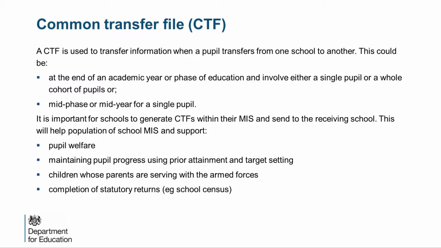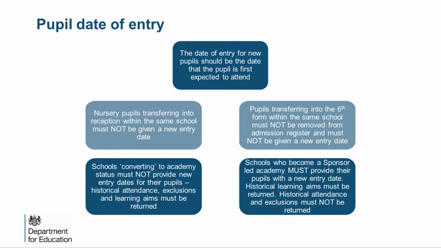CTFs are particularly important for children whose parents are serving with the armed forces. As these children tend to move schools more frequently, the transfer of up-to-date and relevant information via CTF supports their ongoing education across settings. When completing statutory returns like the school census, this will include key identifiers like the pupil UPN and ULN, which are needed to match together historical census collections and to drive centrally derived funding allocations, for example the pupil premium.